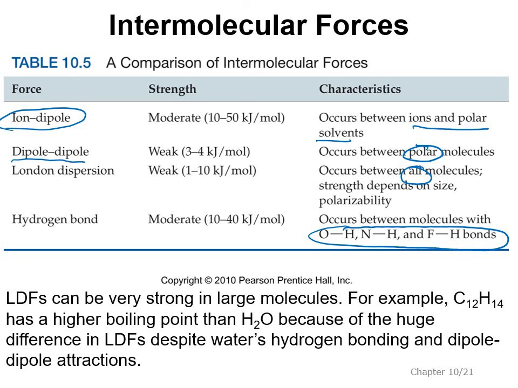Now, even though London dispersion forces are the weakest, they can be very strong in large molecules. For example, C12H26 has a higher boiling point than H2O because of the huge differences in LDFs, despite water's hydrogen bonding and dipole-dipole attractions. And I just noticed my formula on that is wrong. It should be C12H26. My apologies.